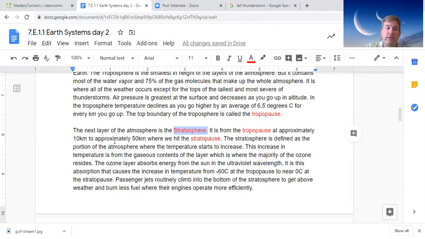So again, all these things, when we talk about the levels and where they start and where they stop, vary based on weather and based specifically on temperature. Because there's a reason that we divide the atmosphere up into layers by temperature, and we're going to hit on that reason right here. So the stratosphere is defined as the portion of the atmosphere where the temperature starts to increase.